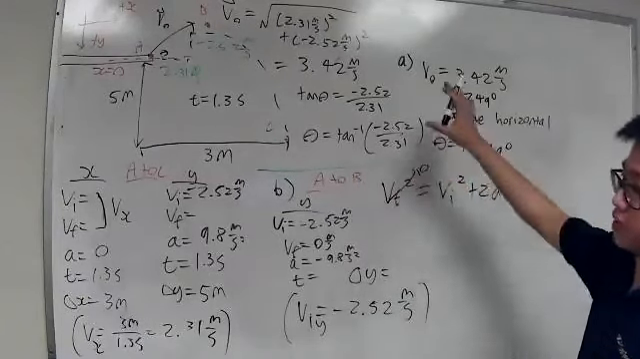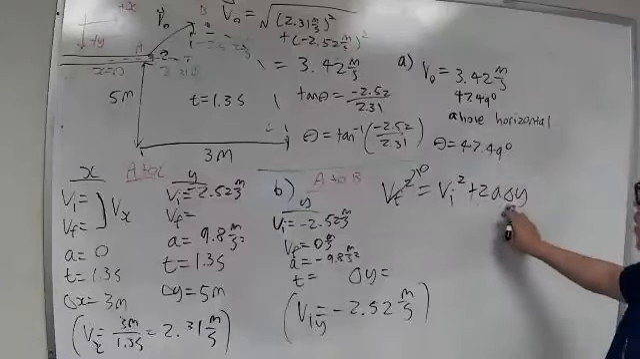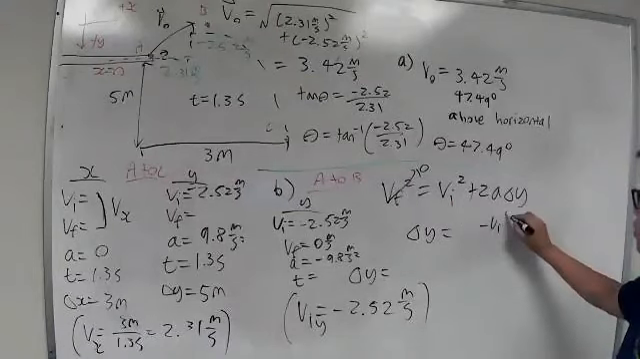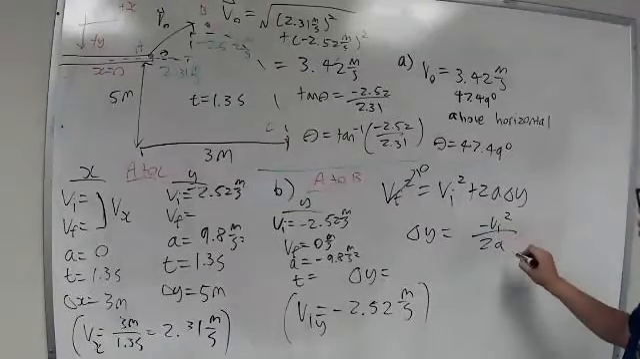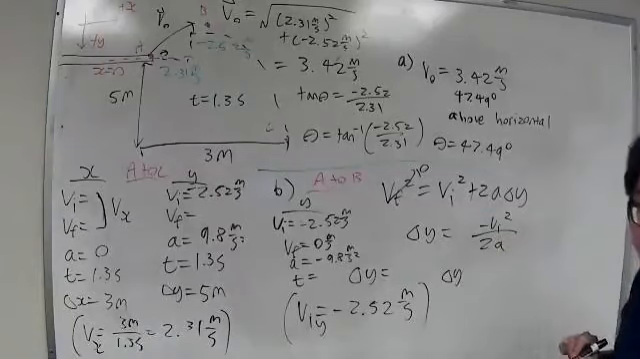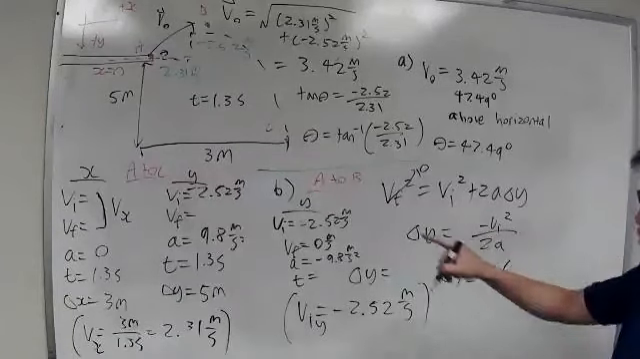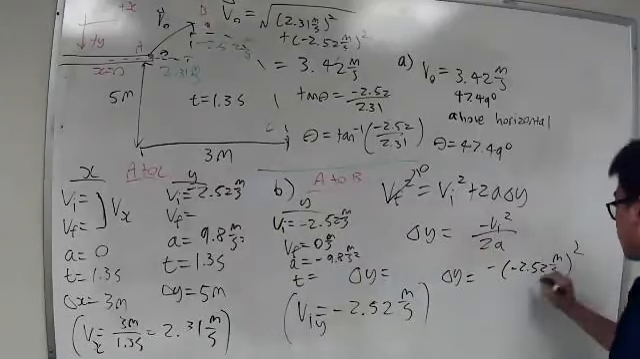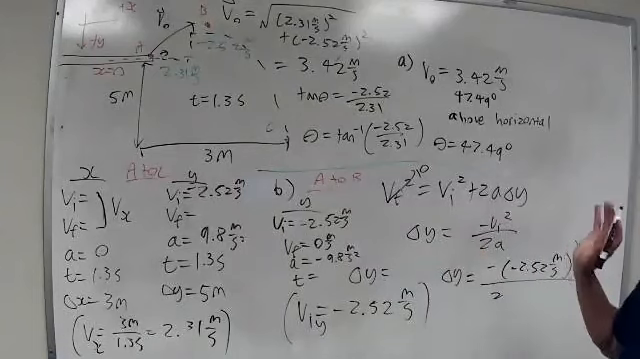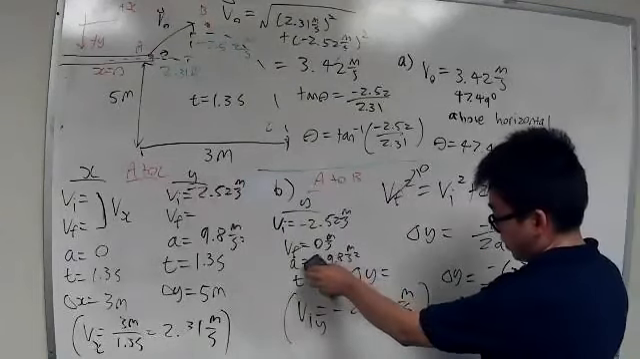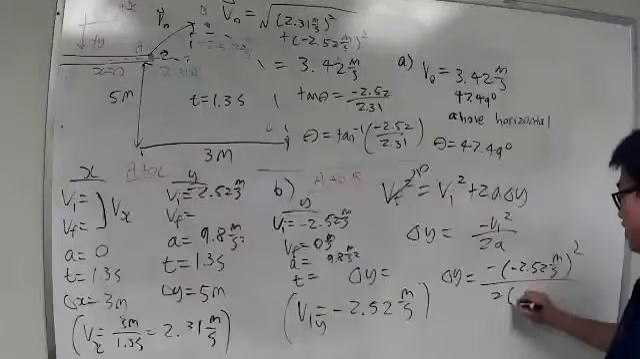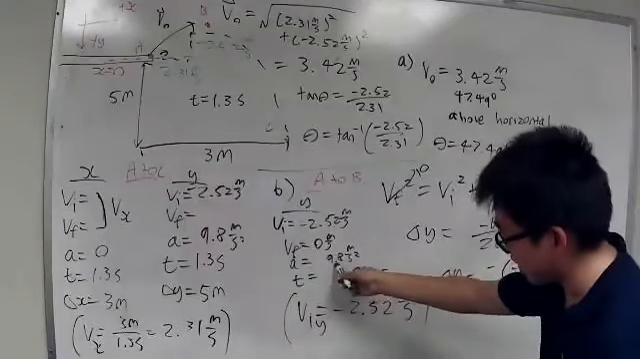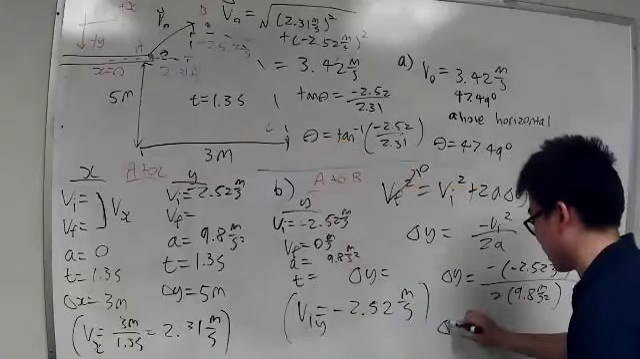So we know that at the top, the y velocity is 0. It's not going up anymore. I just solve for delta y. Delta y is negative initial velocity squared divided by 2a. Let's see what happens here. Minus 2.52 meters per second squared over 2. Sorry, the acceleration is positive because down is positive, so I did not change that.